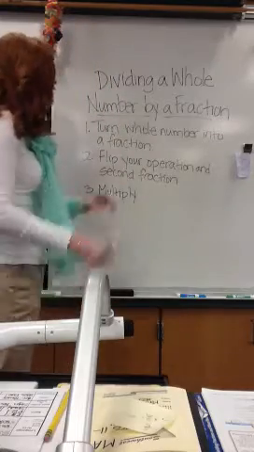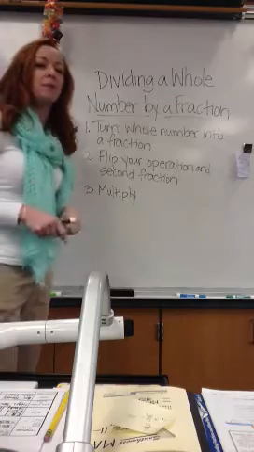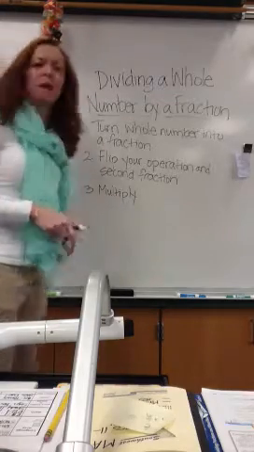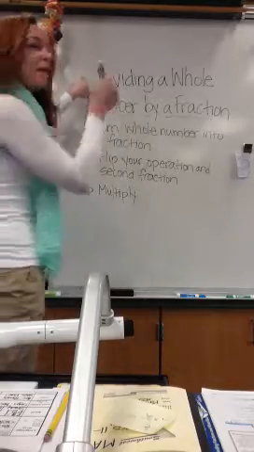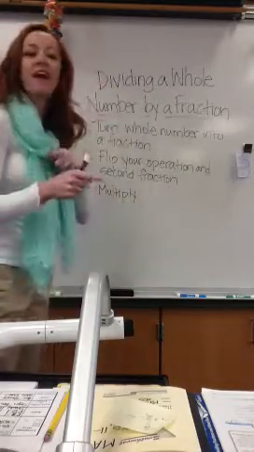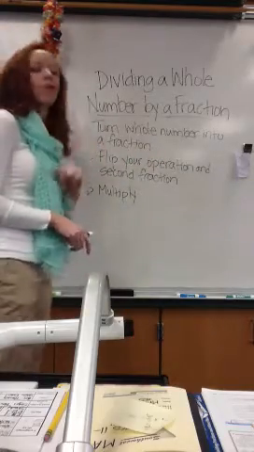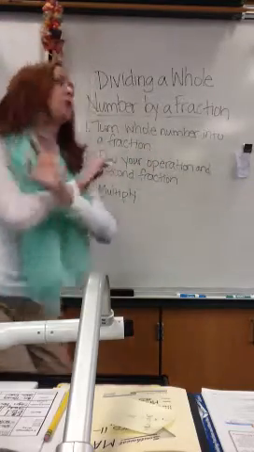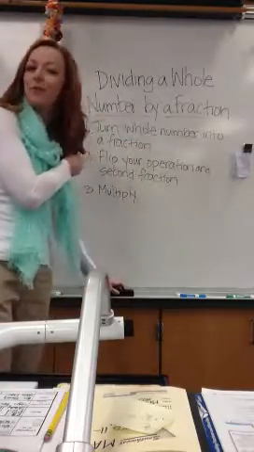Step number 2, you're going to flip your operation and your second fraction. When we do a problem, you'll see what that looks like. Third step is multiply. You might be thinking, Mrs. Takbian, you just said we're dividing. Well, we are dividing, but when we flip our second fraction, we're turning our division problem into multiplication, which we all know is so much easier than dividing. So let's take a look and see what these steps look like.